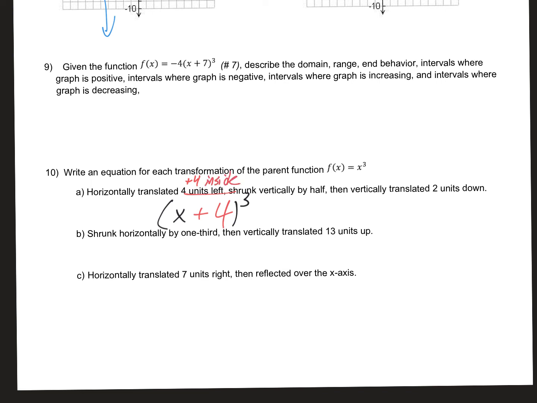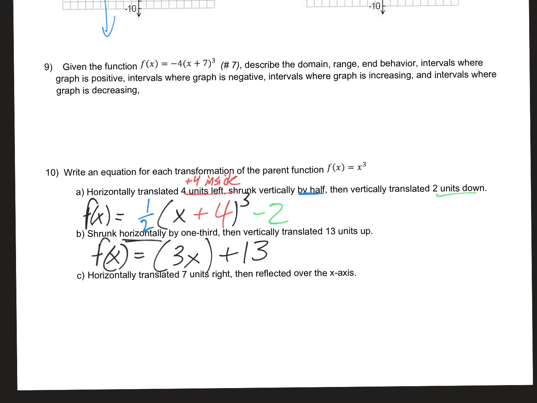Now, shrunk vertically by a half, that just means you have to put a 1/2 in the front, okay? That's how you get it to shrink vertically by 1/2. And then down 2 units is going to be -2 at the end. Okay, so there you go. There's your equation. And if we wanted to be super formal, f of x is going to equal 1/2 (x plus 4) cubed minus 2. Okay, now why don't you guys try the next one, and then I will show you the solution that I came up with. So go ahead and pause this, try that one, and then let's see how we did together.